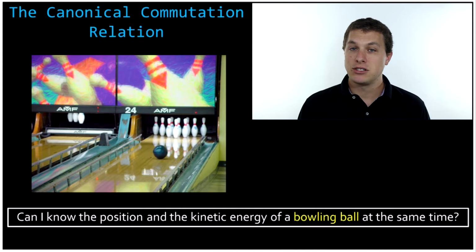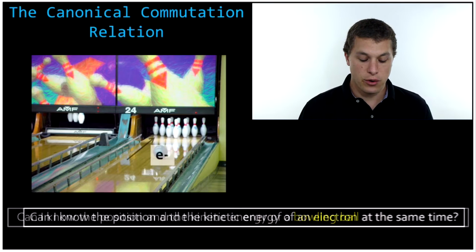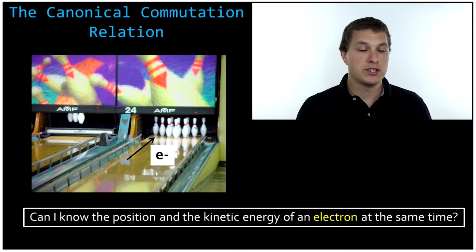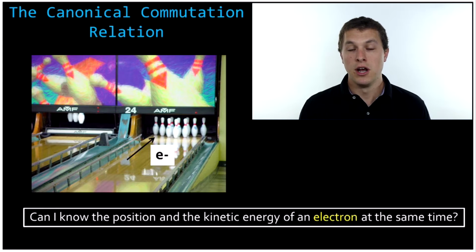However, that's not actually true in the quantum world. So if instead of throwing a bowling ball down a bowling alley, I throw an electron, now for some observables, that is for some things I'd like to know about my electron, like position or momentum or kinetic energy, I can't actually know them at the same time with unlimited precision. There's limits on how well I can know information about those observables.